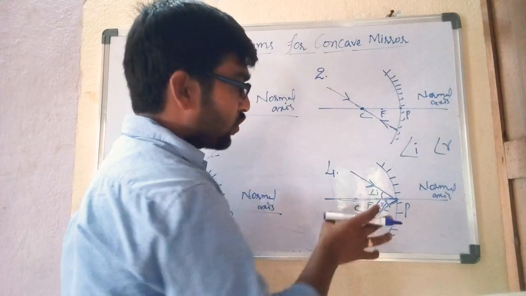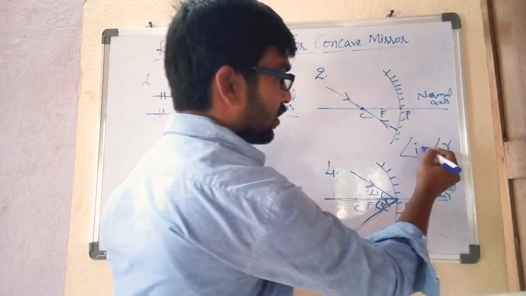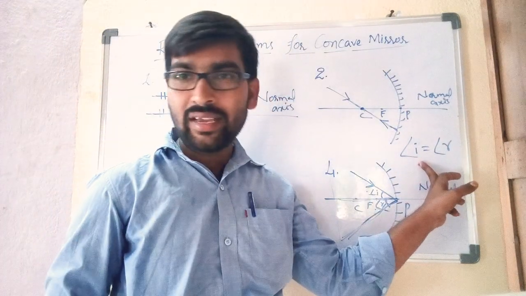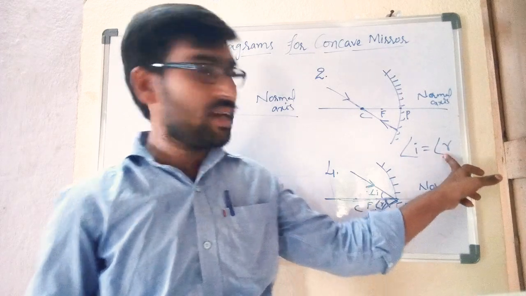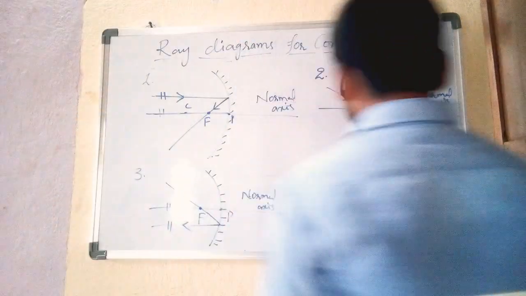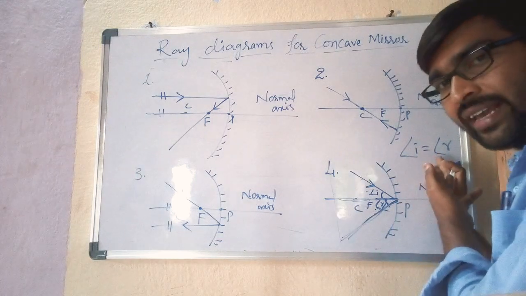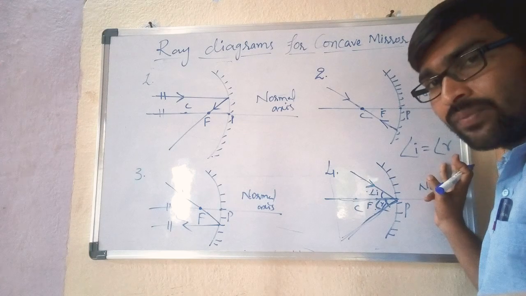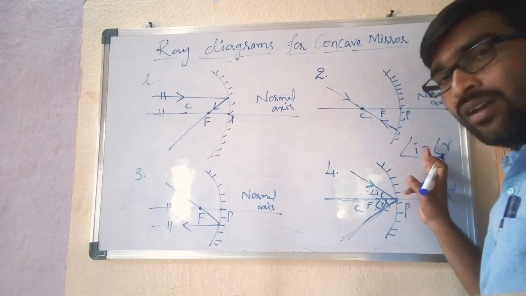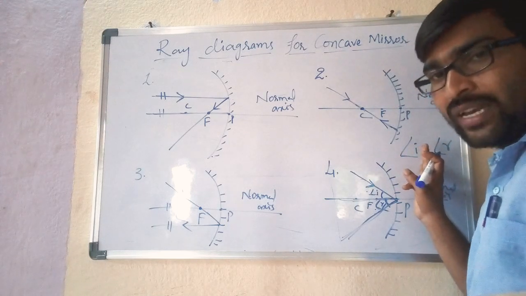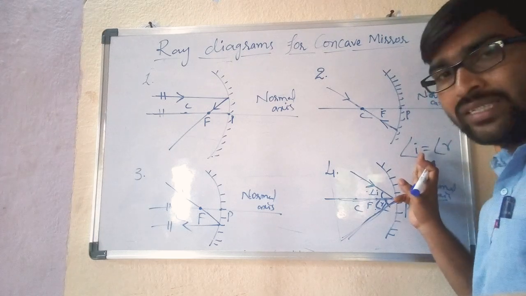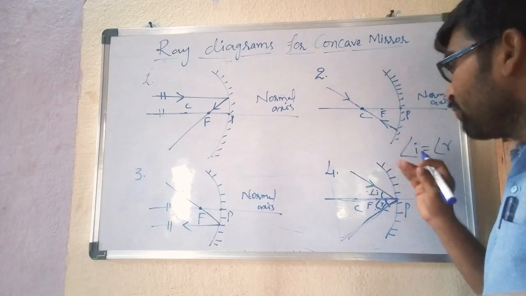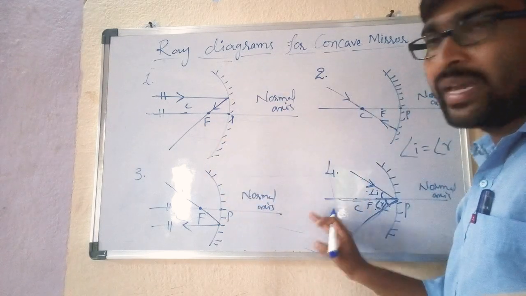What is the fourth rule? Angle I is equal to angle R. Simple. Angle I indicates the angle of incidence, angle R indicates the angle of reflection. In this case, angle I is equal to angle R, means the angle of incidence is equal to the angle of reflection. So, it obeys the law of reflection. The fourth rule obeys the law of reflection. These are the 4 rules to obtain an image.